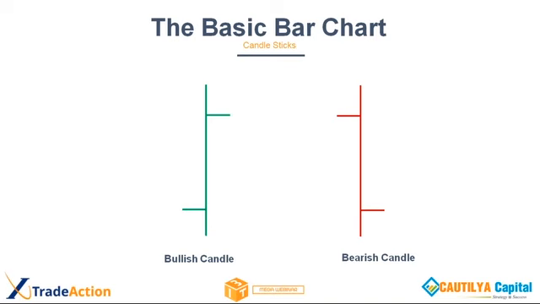Okay, on the left side you see a bullish candle, on the right side you see a bearish candle, and there is an open, a high, a low, and a close. All right, on the left side, that small dash is the open, the point of open, and the right side dash defines the closing point of the day.